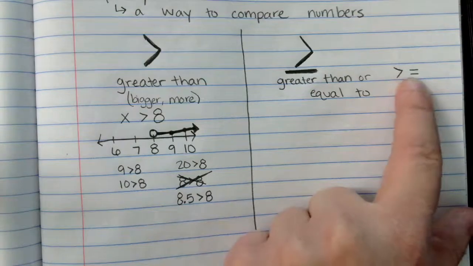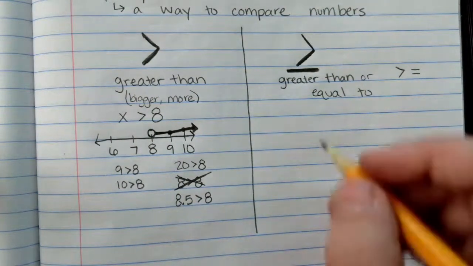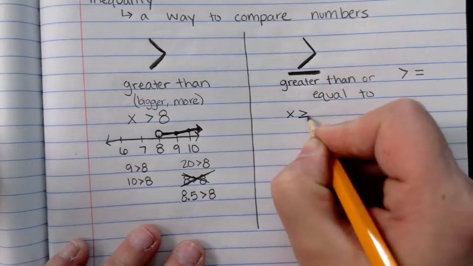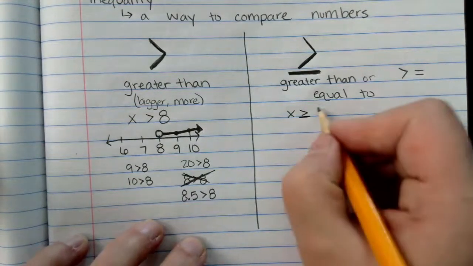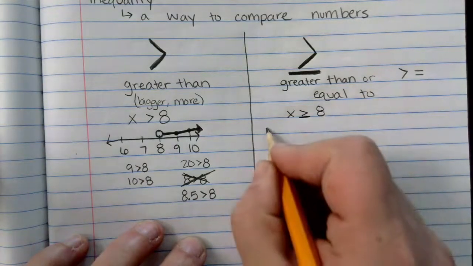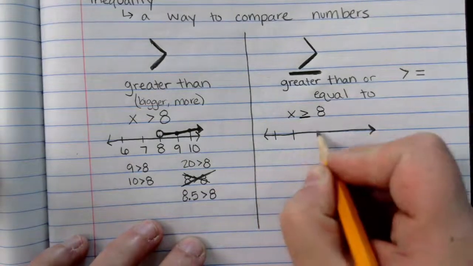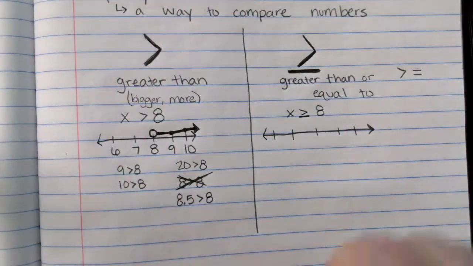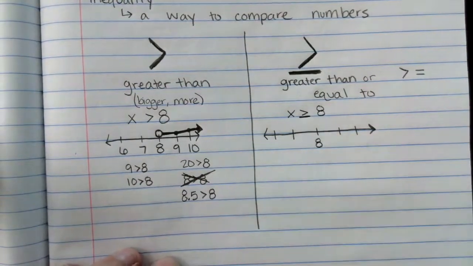Okay, so if I have x is greater than or equal, so I'm going to use that line of the equal sign, to 8. Five tick marks on our number line. We're going to show all the numbers that are greater than or equal to 8. So I'm going to put 8 in the middle. Then we have 9 and 10, 7 and 6.